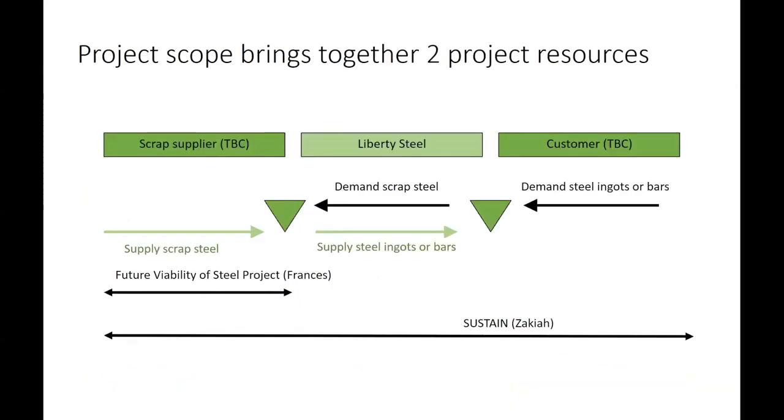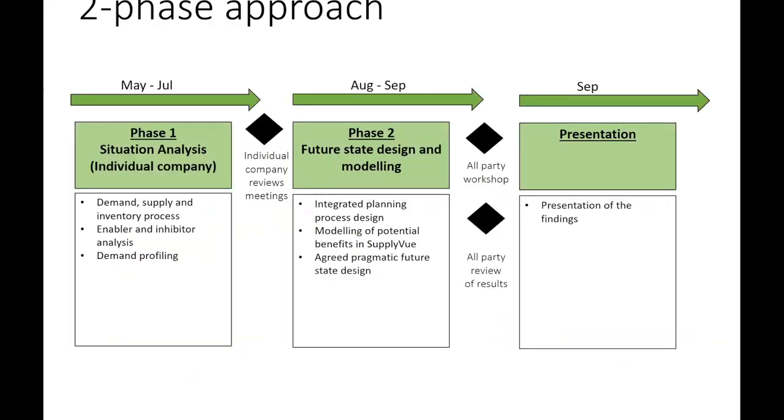So moving on from that, we're looking towards developing a two-phase process, looking at demand, supply and inventory process for the supply chain with enabling inhibit analysis and demand profiling. The second phase is looking at integrated planning and process design, and then modelling of the potential benefits within the supply chain. And then we're looking at the pragmatic method for the future that we agree with the companies that we're working with.